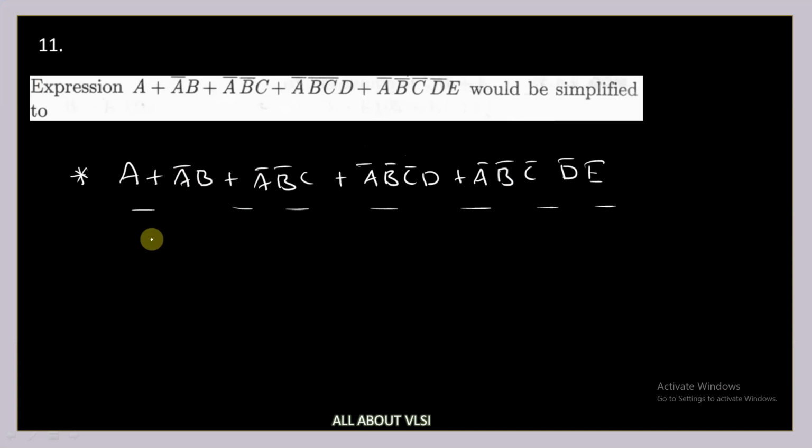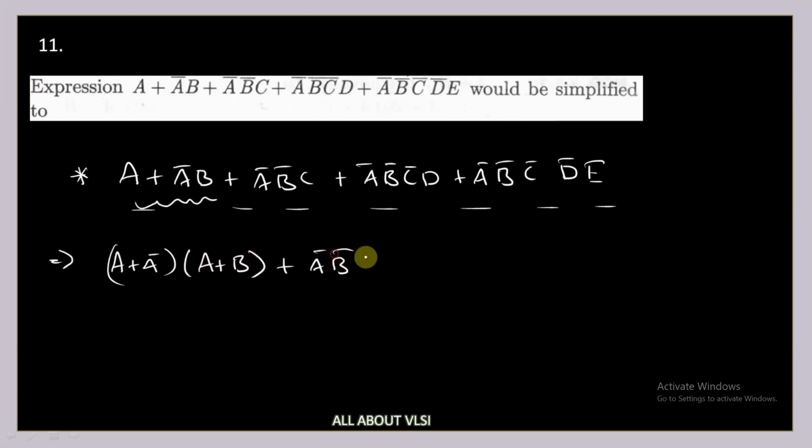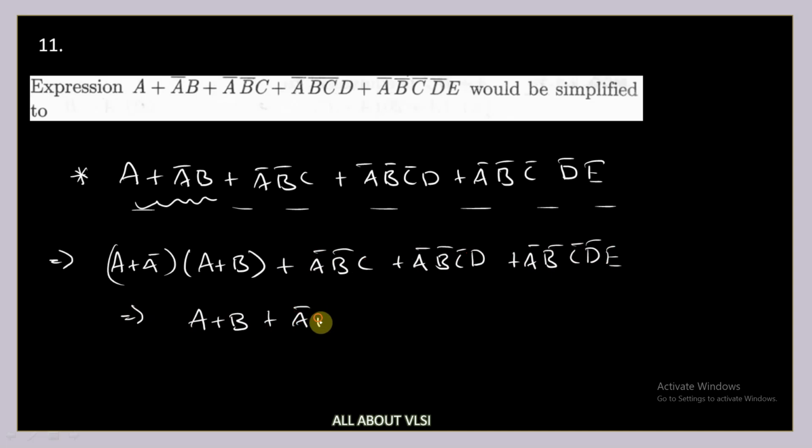Okay, I will also start solving parallelly. So you can take these two terms common. So (a + a̅)(e + e̅)(a + b + a̅b̅c + a̅b̅c̅d + a̅b̅c̅d̅e). That is nothing but a + b + a̅b̅c + a̅b̅c̅d + a̅b̅c̅d̅e.